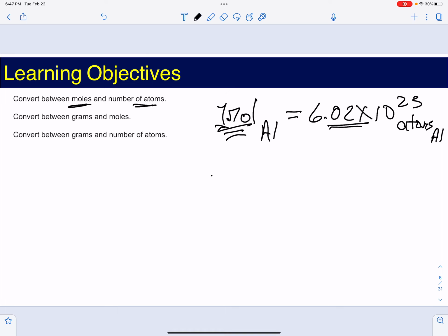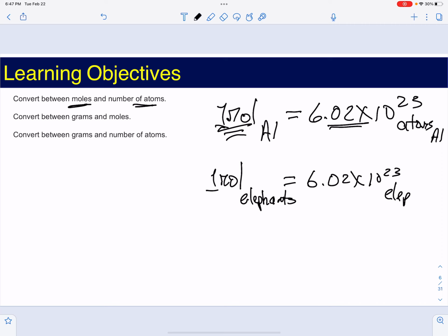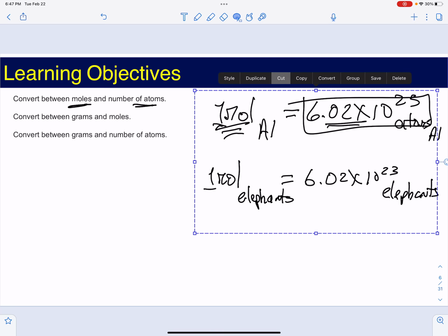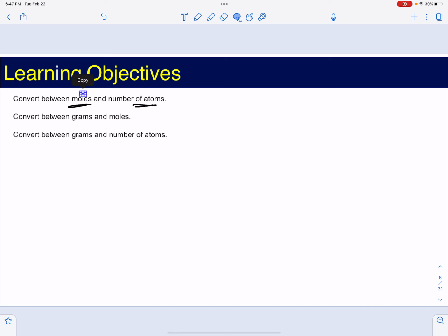The same way that if I have 1 mole of elephants, then I will have these many elephants. It's just a number. You can have a dozen of anything, right? It doesn't have to be donuts. It could be, or eggs. It could be a dozen cars. So the same thing with the mole. That's the number that you have to remember. So that will allow us to go from moles to the number of atoms.